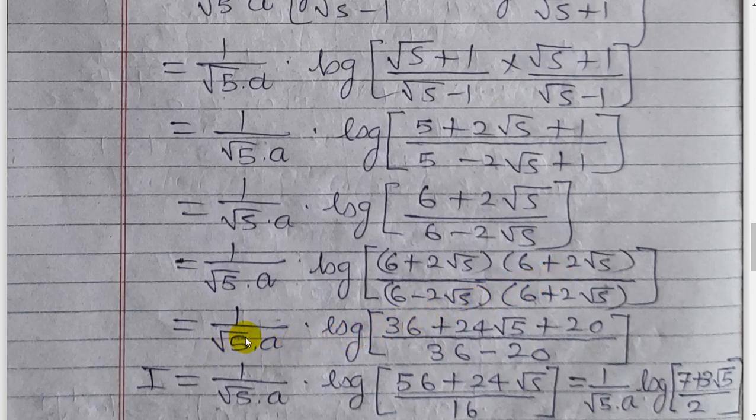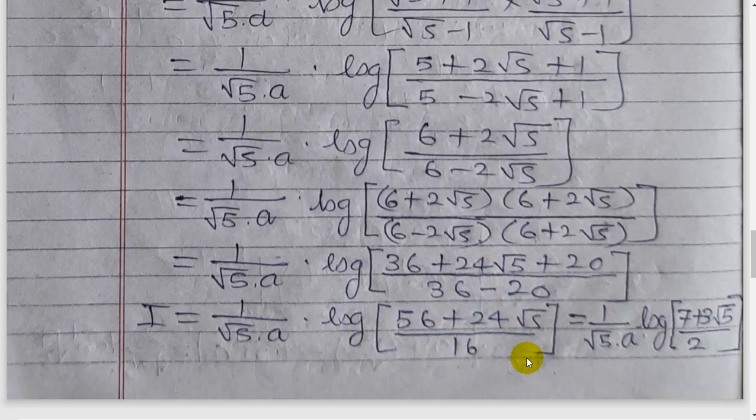Therefore I equals 1 upon root 5a into log of 36 plus 24 root 5 plus 20. After multiplying these two brackets you will get this. And in the denominator a minus b into a plus b. So here square of 6 is 36, minus 2 root 5 whole square, that is 20. Therefore, I equals 1 upon root 5a into log of, in the numerator 36 plus 20, 56 plus 24 root 5, upon 16.